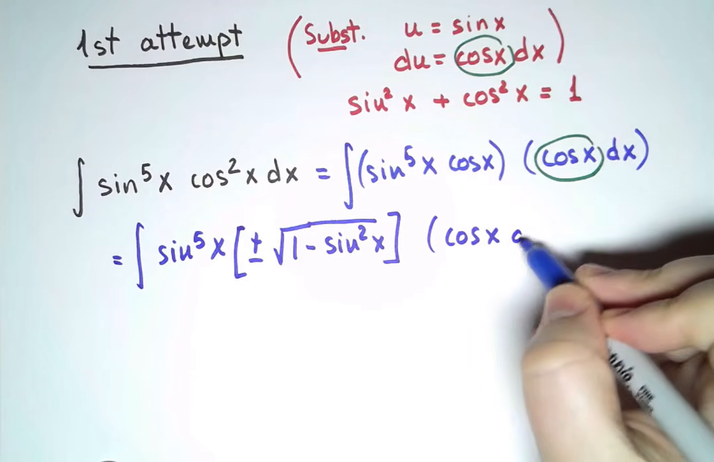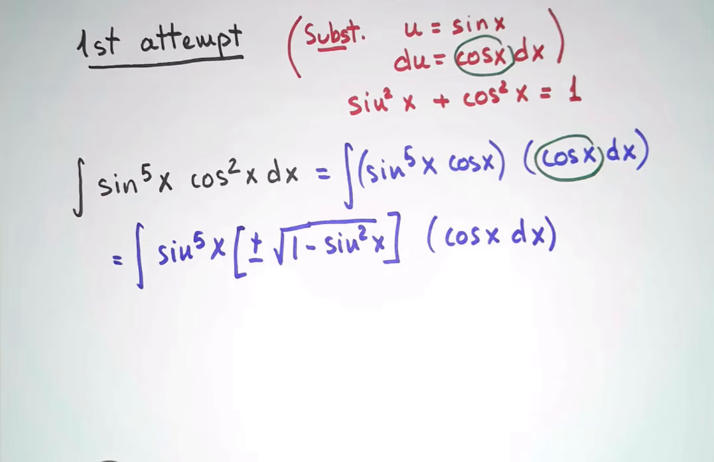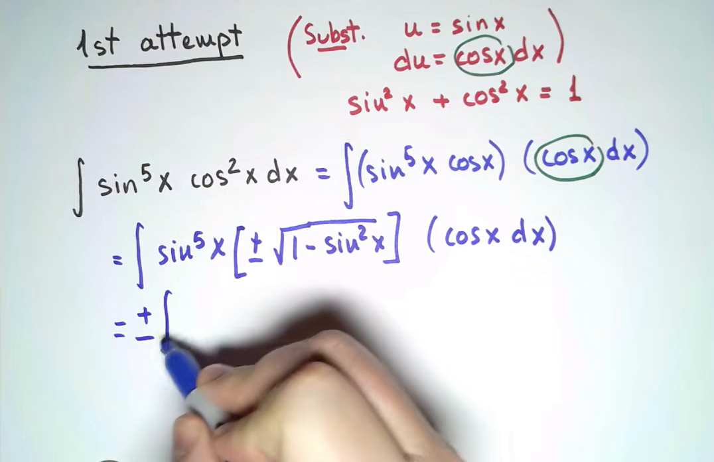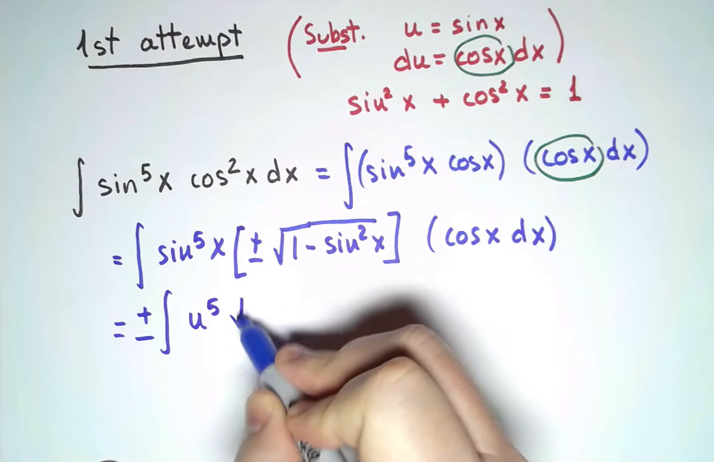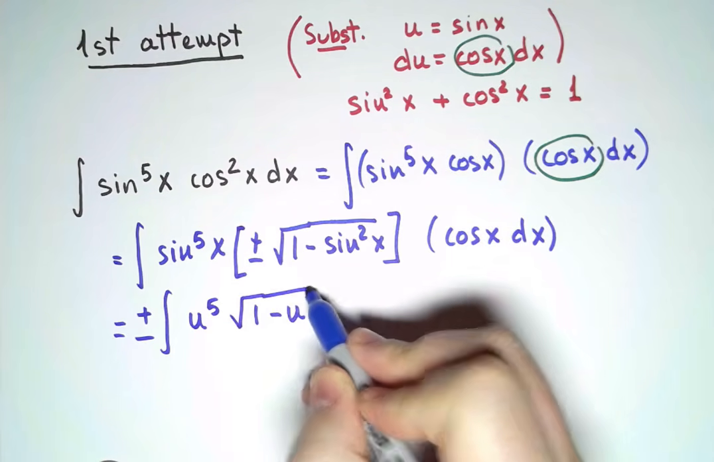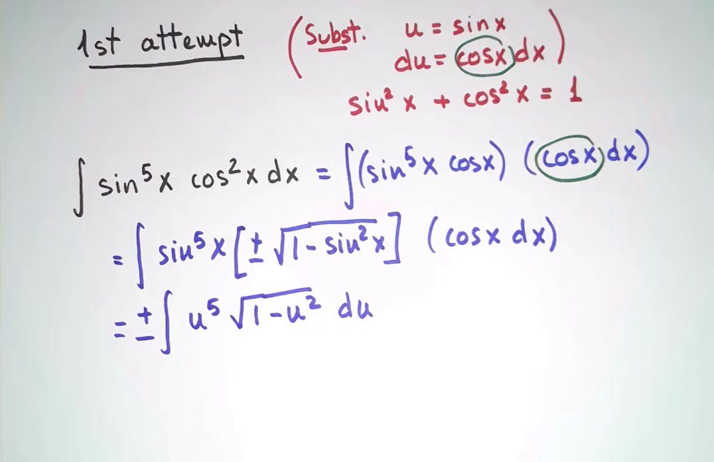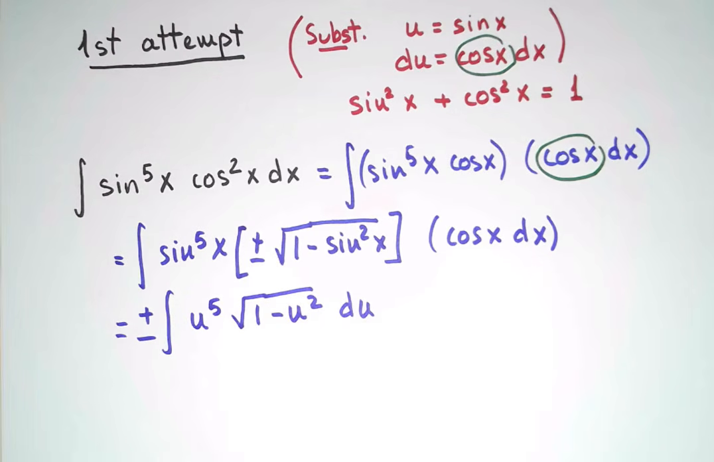And I still have this extra term here. Okay, there, now I can complete the substitution. This is plus minus the integral of u to the fifth times the square root of 1 minus u squared du. And I'll pause here for a moment. Let's forget the plus minus for now. We will have to figure out what to do with it, but let's ignore it for now.